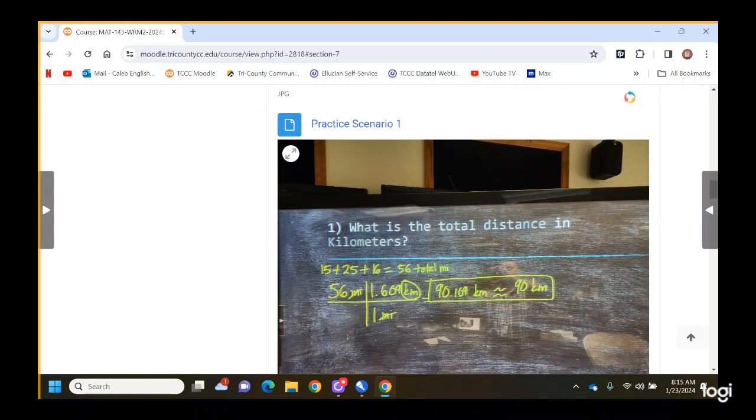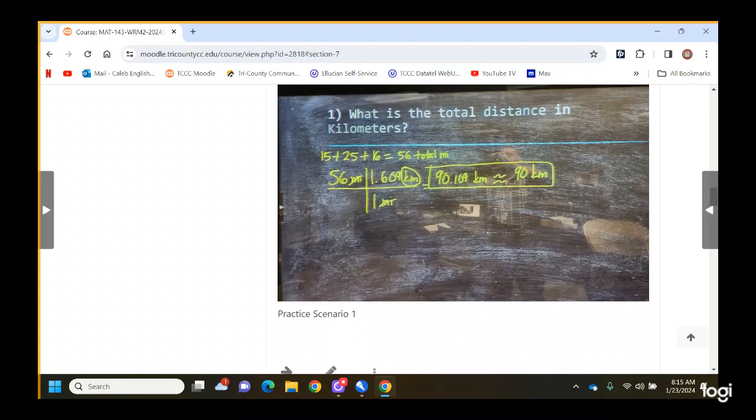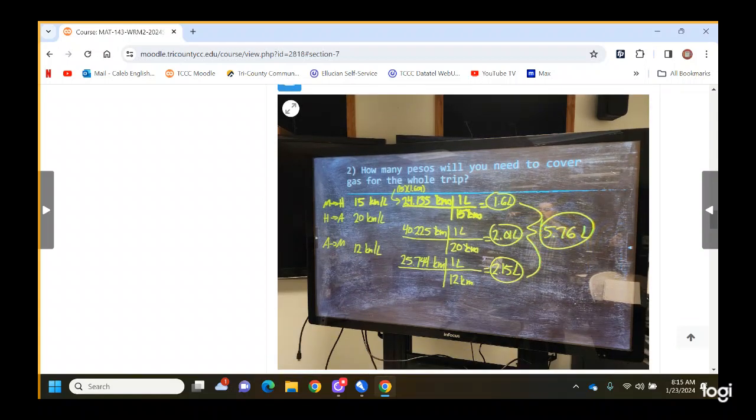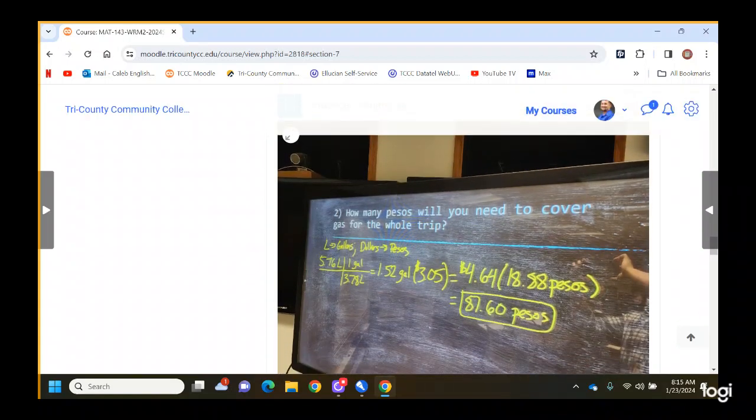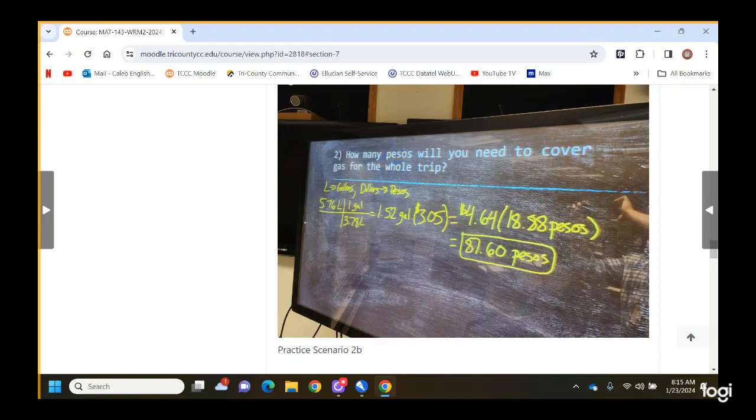Did anybody have any questions about any of the problems that we did when we walked through the practice scenario? We mentioned that on one of these parts, yes, for number two, we did 1 liter was, I think, 0.26 gallons. And then on the old example, we did 1 gallon was 3.78 liters.